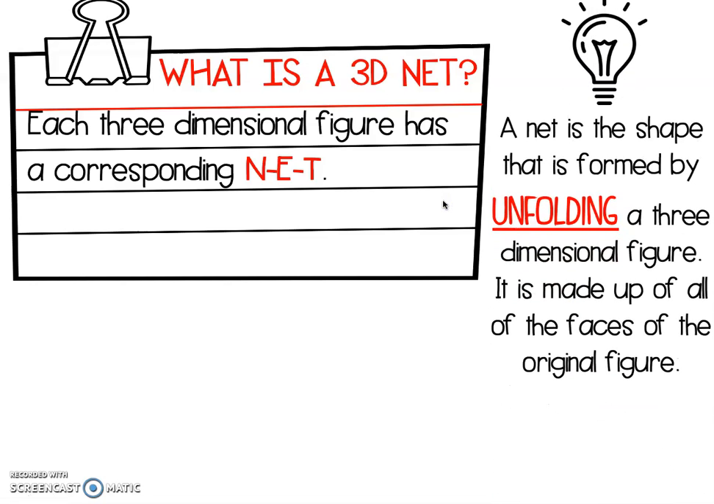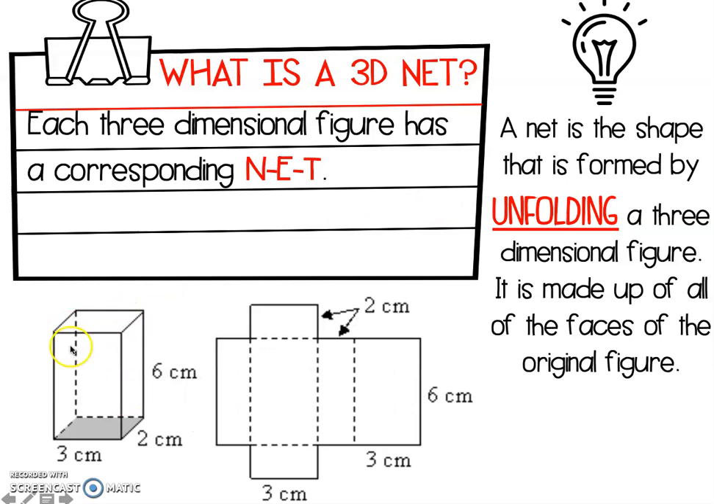Now, a 3D net: each 3D figure has a corresponding net. It is like an unfolding. It's like if we took that object and laid it out flat, what it would look like. So for example, if we took our rectangular prism here, took it apart and laid it out flat, this is what we would call the net.